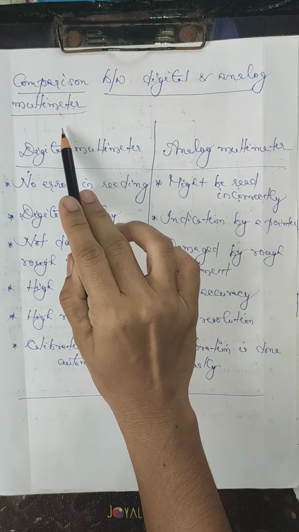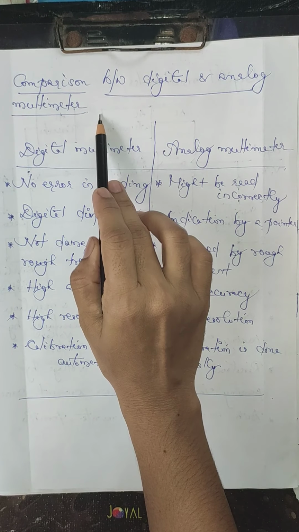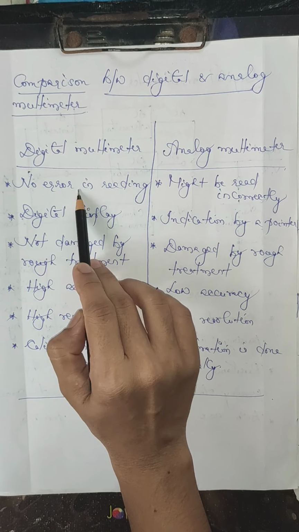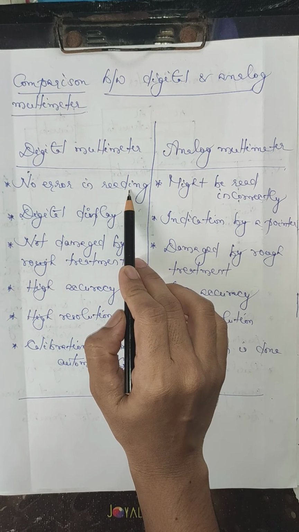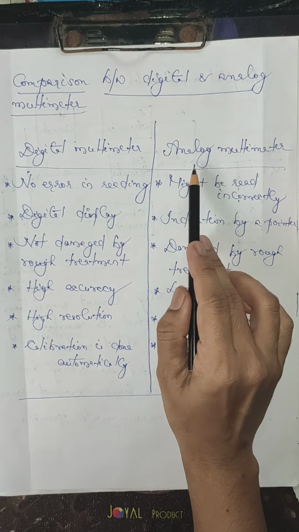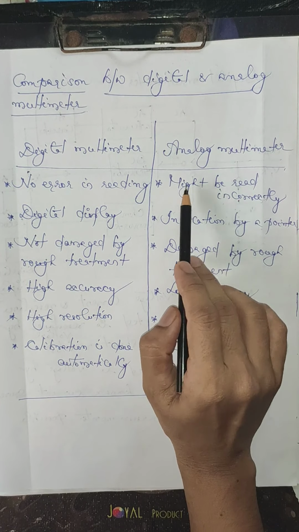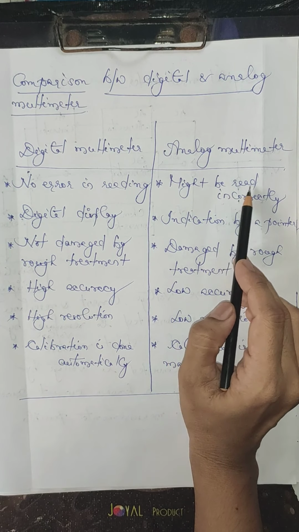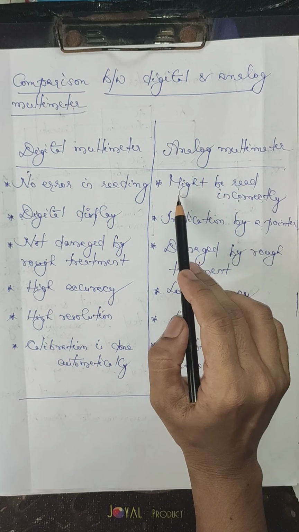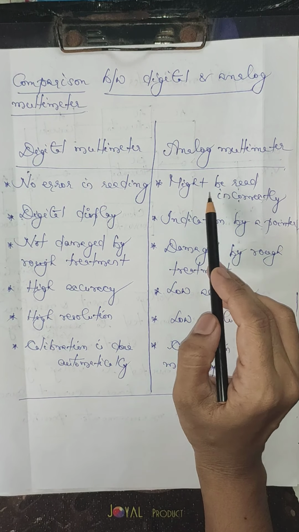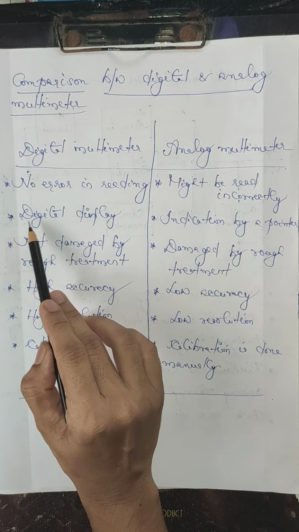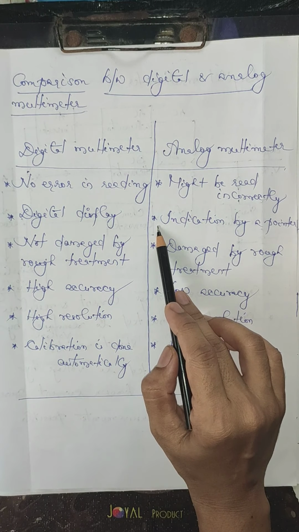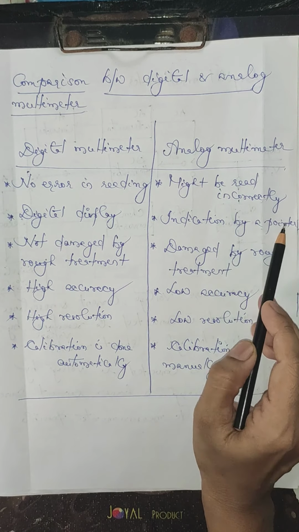So let us also look into the comparison between digital and analog multimeters. In digital multimeters, there will not be errors in the reading because the values are directly displayed. While in analog multimeters, as the values are indicated by means of a pointer, there might be errors in the reading. So there is a chance for us to read it incorrectly. Digital multimeters have a digital display, whereas analog multimeters indicate the values by means of a pointer.